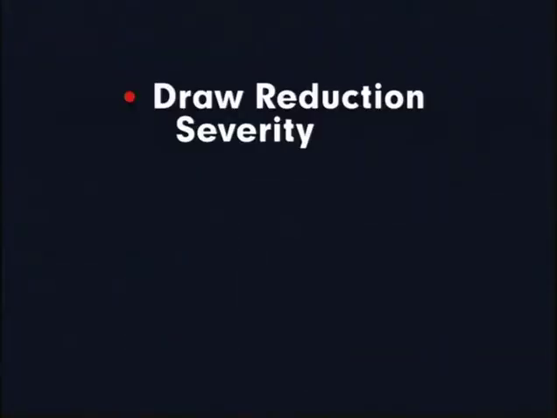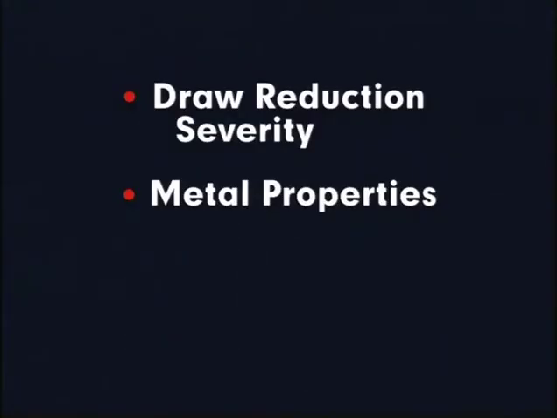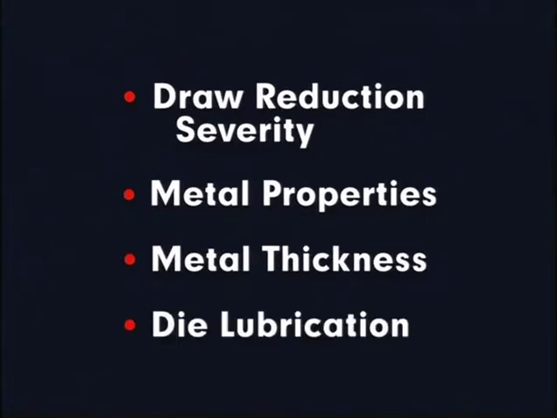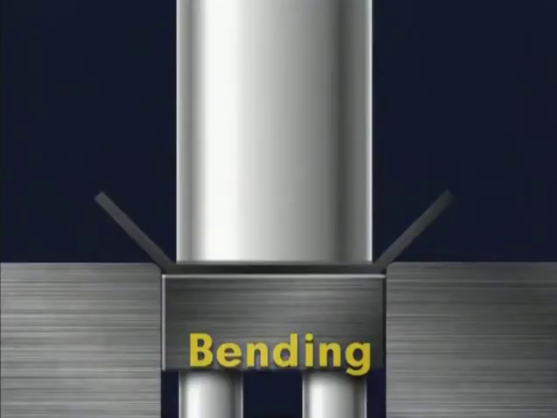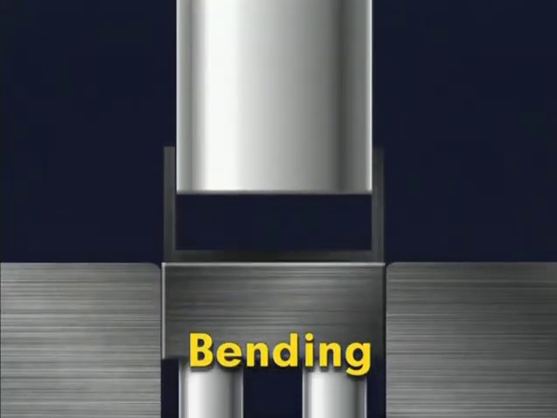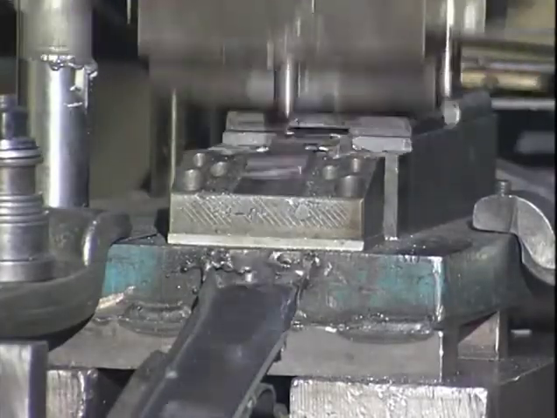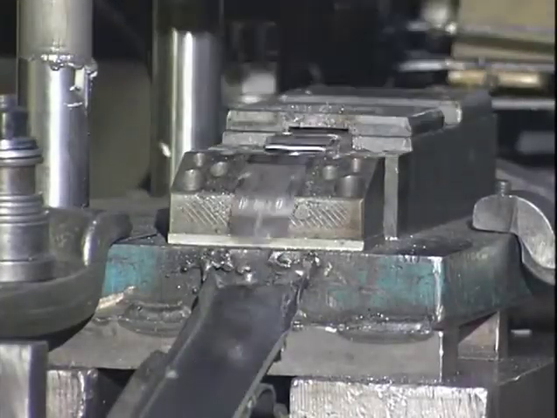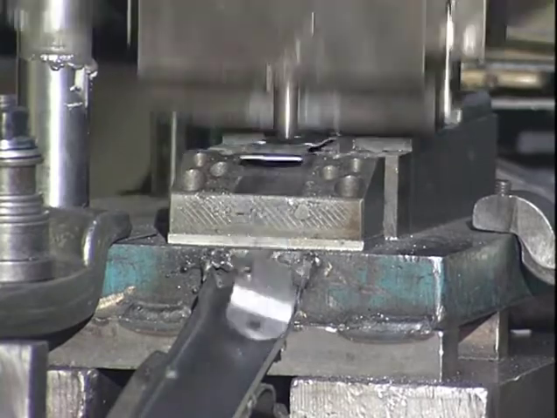Factors determining necessary blank holder pressure vary from part to part, but include the severity of the draw reduction, metal properties and thickness, die lubrication, and other factors. Bending is performed on sheet metal to gain rigidity and to produce a part of desired shape. Bending is usually done to make structural stampings, such as brackets, braces, and supports.